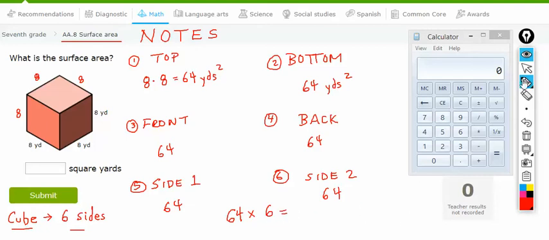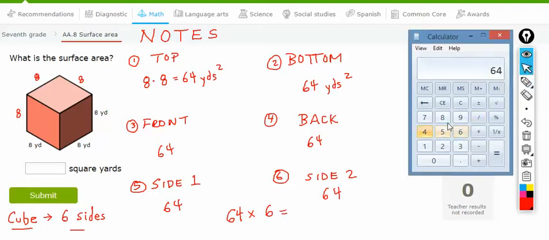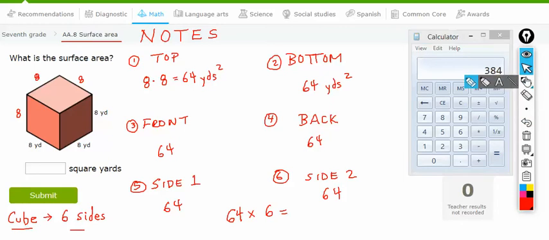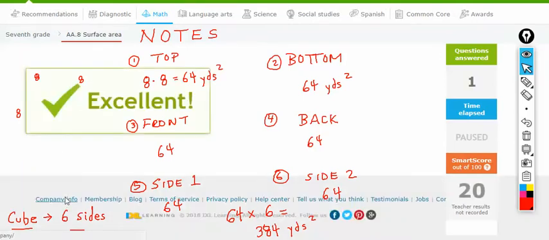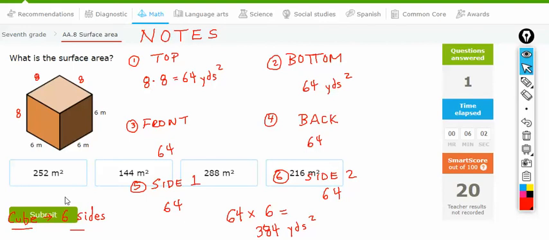And that's going to give you 64 times 6 equals 384. 384 yards squared. Yes, that should be the case. Let's see. Looks good.